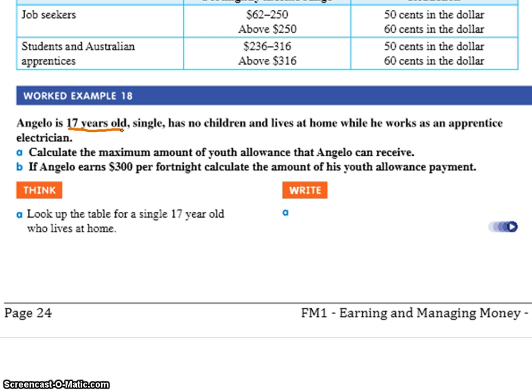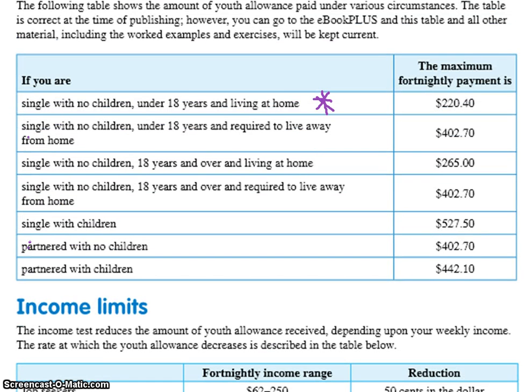Angelo is 17. He's single, has no children, lives at home. The other important part, he works as an apprentice. Okay, first thing I do is calculate the maximum amount he receives. Go up to that top one. Look at that, I've already asterisked which one he falls into.